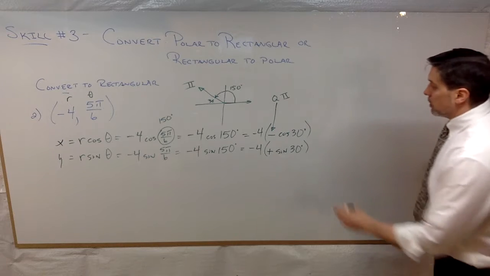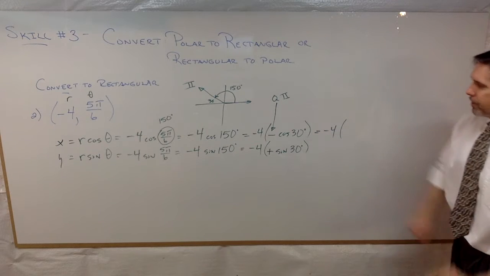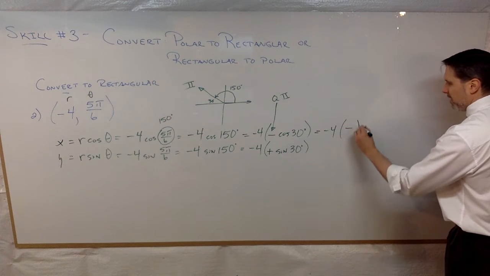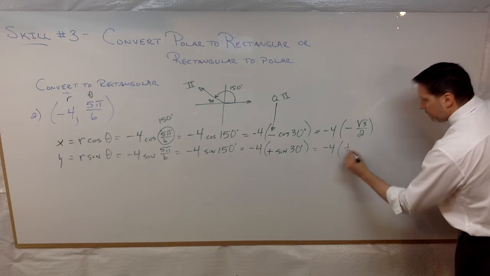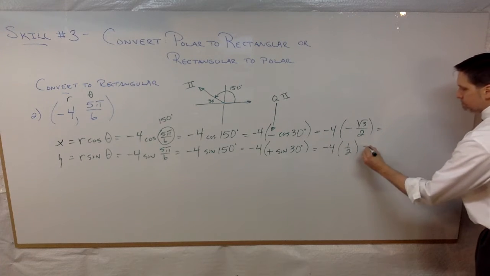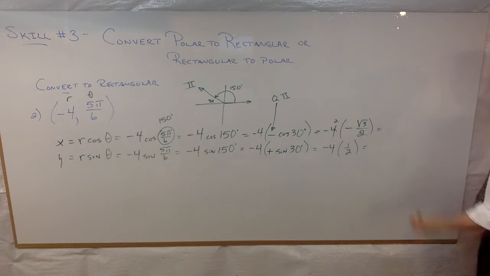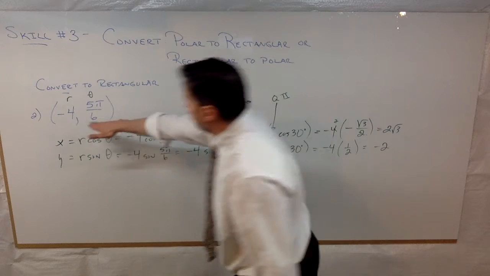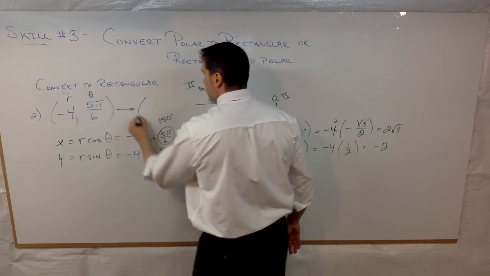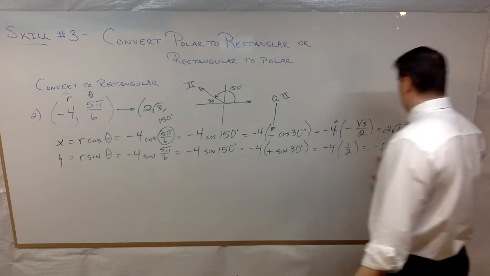All right, so next, let's find the exact values of these. So I have a -4. The cosine of 30 is the square root of 3 over 2, but don't forget that negative in front. Over here, sine of 30 is 1/2. Multiply. We have -4 times negative square root of 3 over 2. 2 goes into 4 twice. The negatives cancel. Looks like it's 2 square root of 3. -4 times 1/2 is -2. Mystery solved. What is -4, 5 pi over 6 in rectangular? Well, the x-coordinate is 2 square root of 3. The y-coordinate is -2.